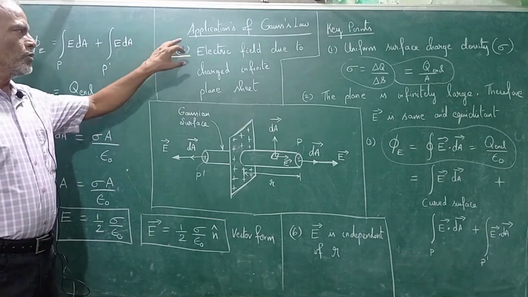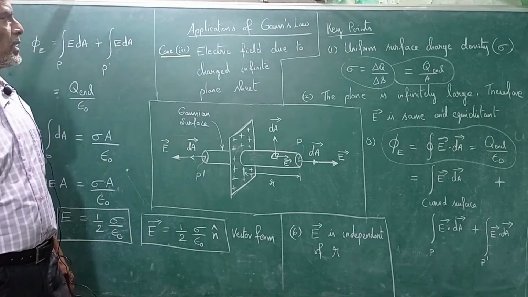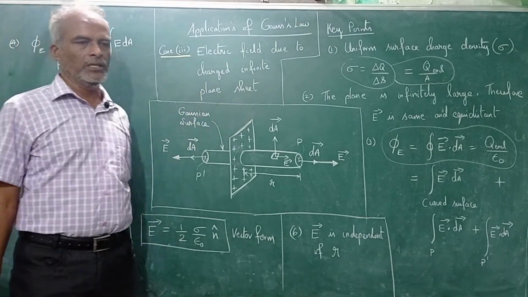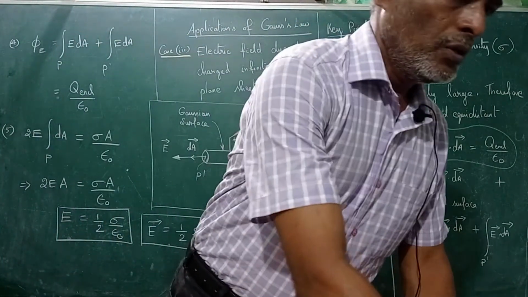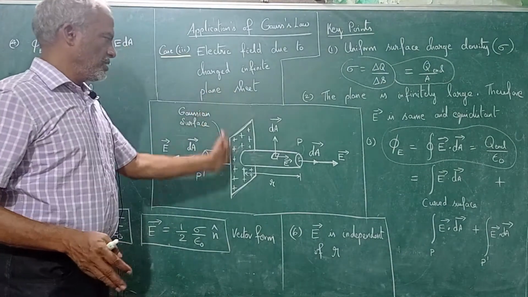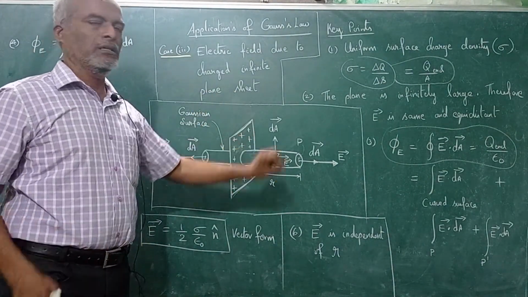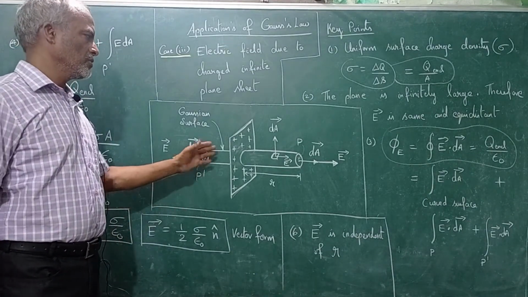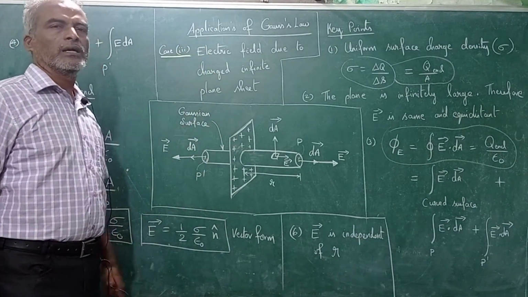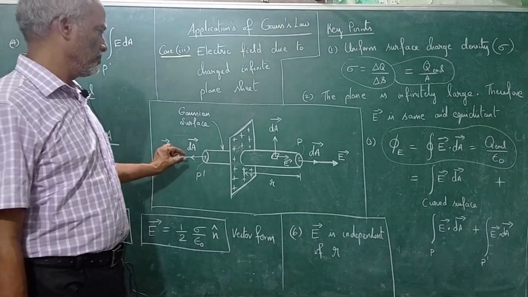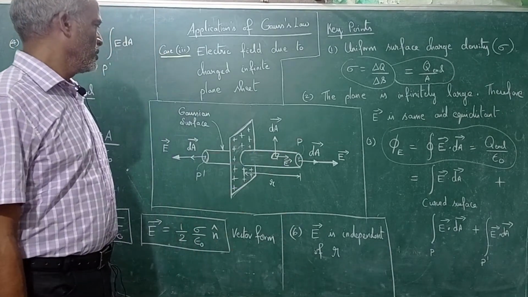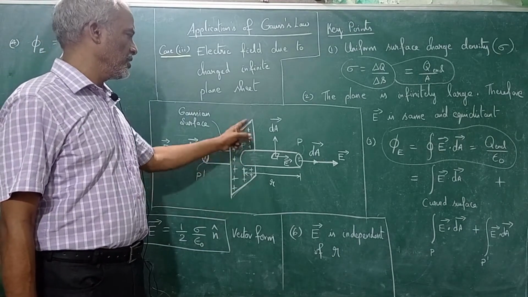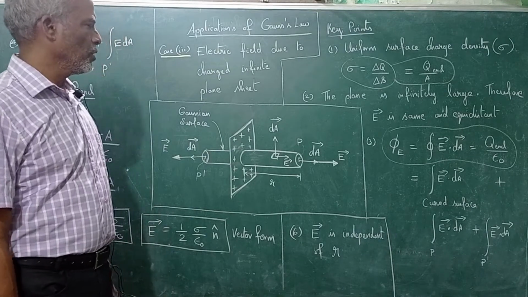So today we are going to see about applications of Gauss law. Case 3, electric field due to charged infinite plane sheet. That means you have a plane sheet and you have a cylindrical Gaussian surface, a very thin cylindrical Gaussian surface. This plane sheet is just cutting that Gaussian surface. The infinite sheet is charged with positive charge.